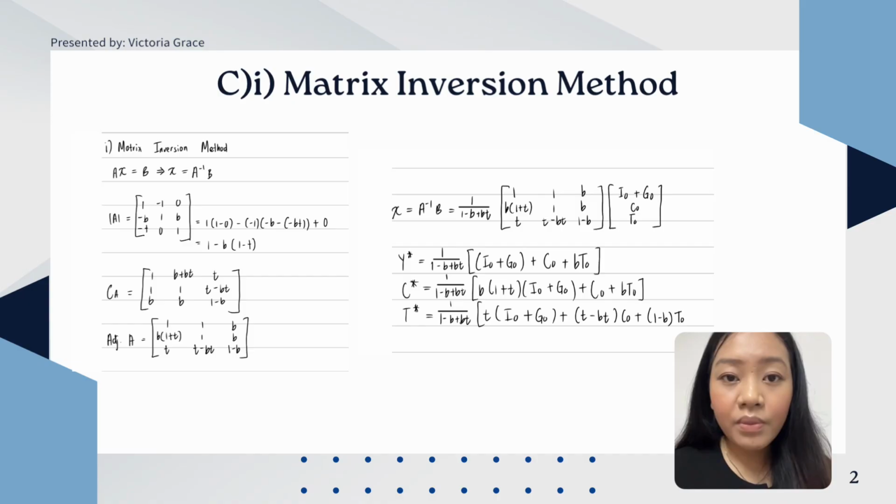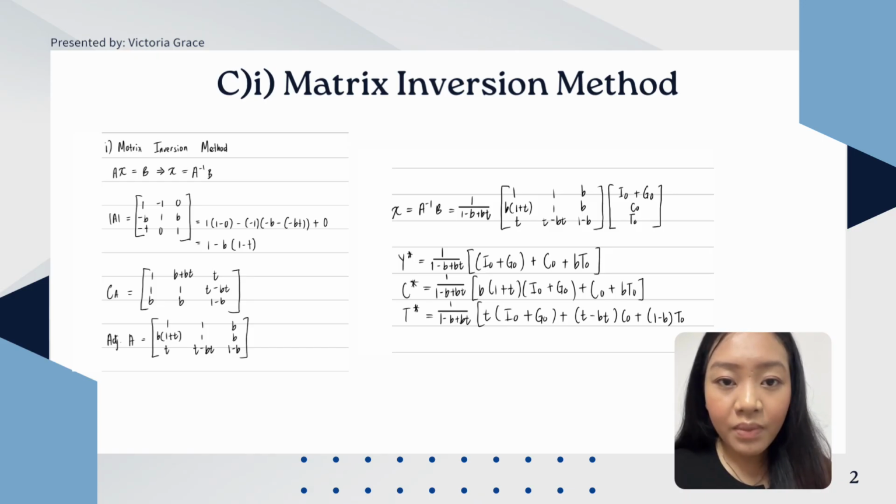The equilibrium level of income, Y star, is equal to 1 over 1 minus B plus BT multiplied by I0 plus G0 plus C0 plus B T0. The equilibrium level of consumption, C star, is equal to 1 over 1 minus B plus BT multiplied by B times 1 plus T times I0 plus G0 plus C0 plus B T0.